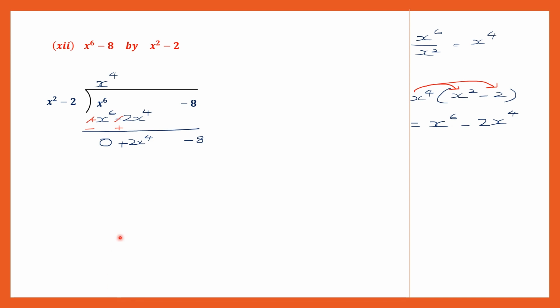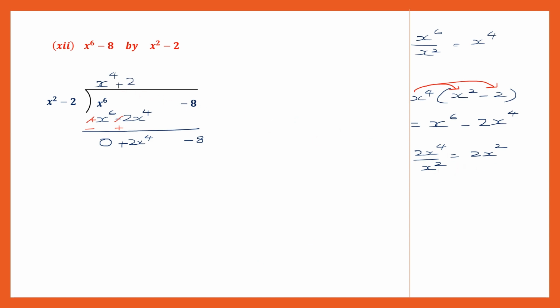So now again we're going to take the first term of the dividend and divide it by the first term of the divisor. So that will be 2x to the power of 4 divided by x square. So the number is 2. X to the power of 4 minus 2 is x to the power of 2. So here we've got 2x square. Again, we're going to write this here. So this is plus.